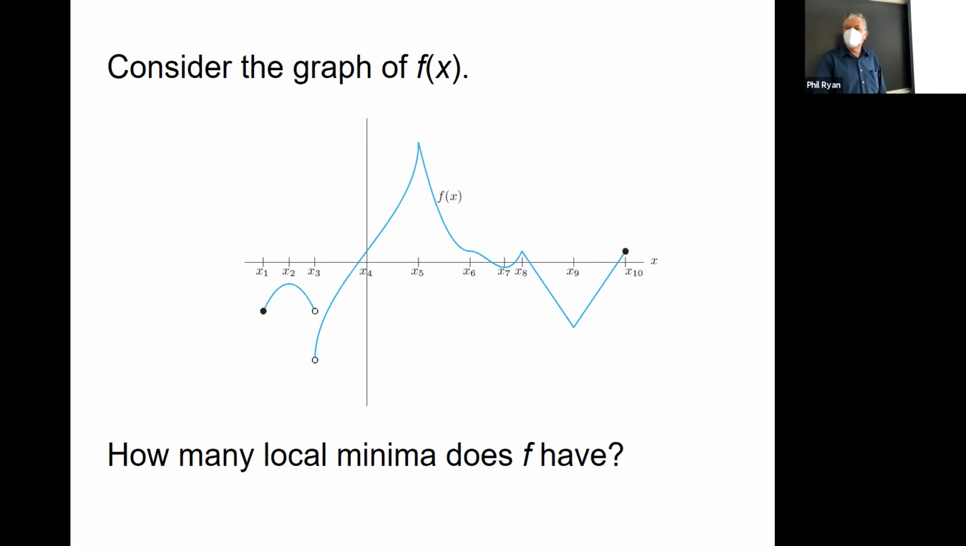So how many local minima does f have? This is now a local minimum, right? Even though it's not a critical point, it's an endpoint. So an endpoint can be a local minimum. This is not a local minimum because there's no point there. This one is, and this one is.